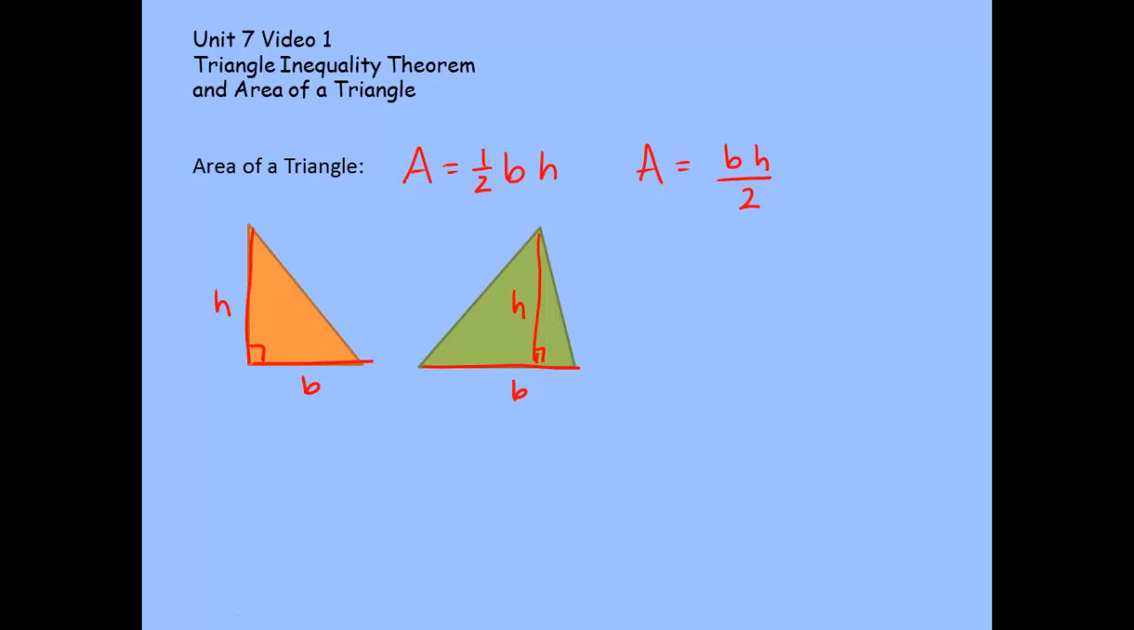Sometimes in an example like the first one here, we may not be given the exact height or the base, but perhaps I was given a value over here, which we could use the Pythagorean theorem to find the missing height, and therefore we could find the area of the triangle based on this formula.